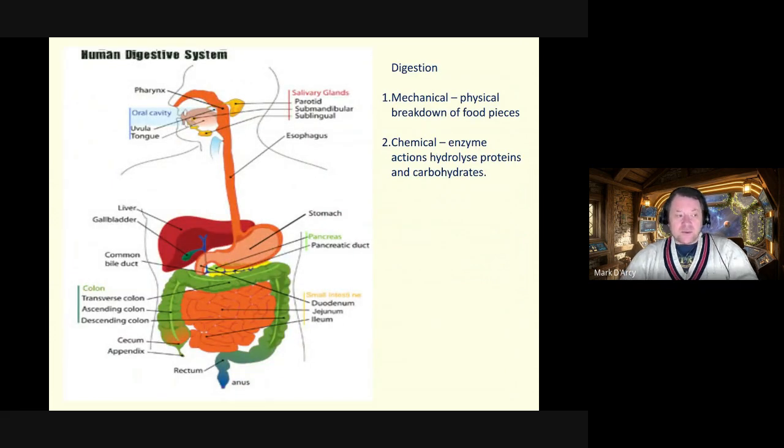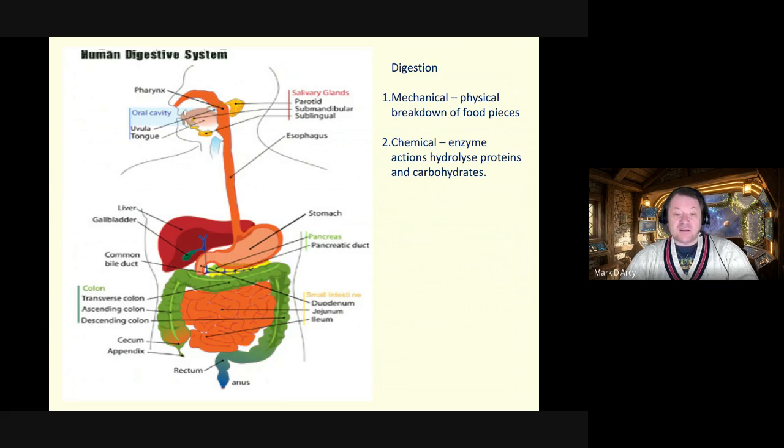Here is a brief overview of the physical structures in the digestive system. We have the pharynx or throat. We have the oral cavity or mouth, and the tongue. We have the salivary glands, which come in pairs: parotid, submandibular, and sublingual. We have the esophagus leading to the stomach. From the stomach, we have the small and large intestine.